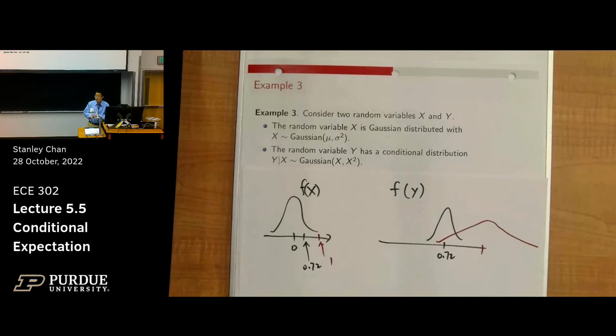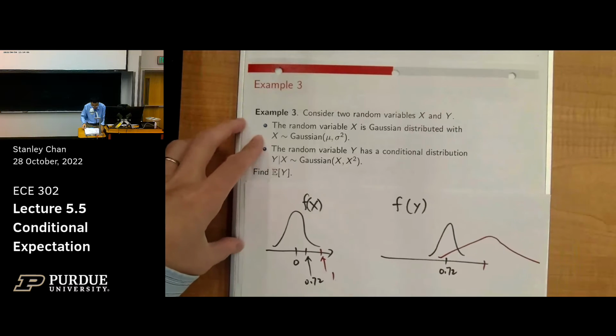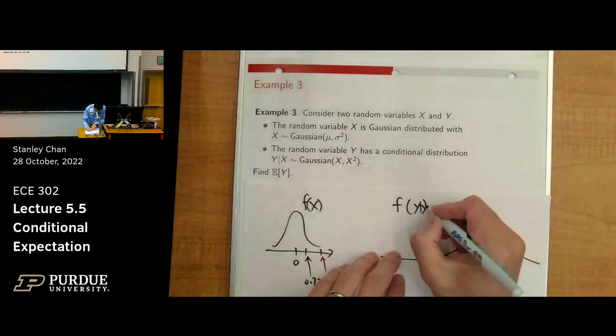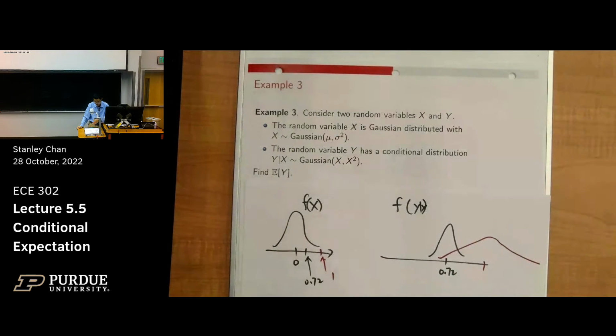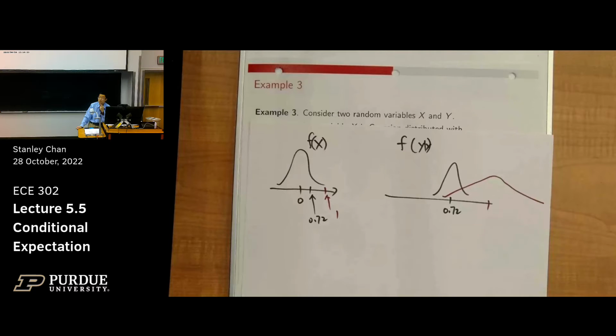Okay, so that's the problem. Now I want to ask, find the expected value of y. This is y given x, so I condition on x and want to find the expected value of y. So how should we do it? Any suggestions? The same principle. Decomposition, right.